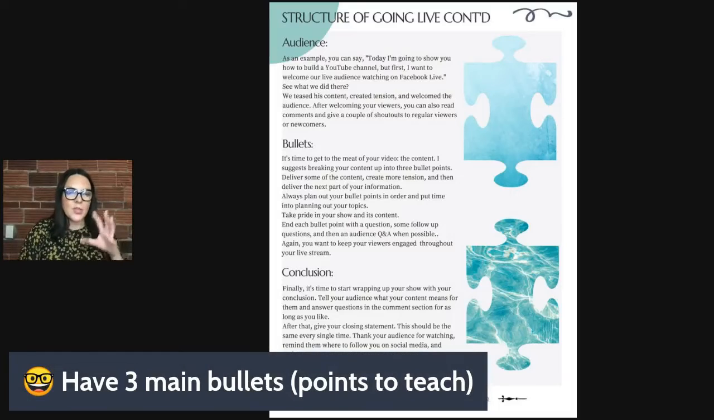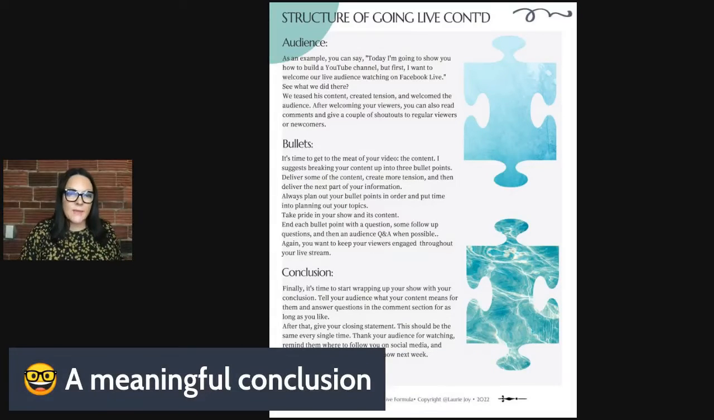So I love having 3 main bullets or points to discuss for each. And then you want to have a meaningful conclusion. What you want to do is sign off saying thank you for coming, because time is the most valuable resource that people have. They cannot get it back. And when they invest that time to come and watch you and learn from you, thank them for that.